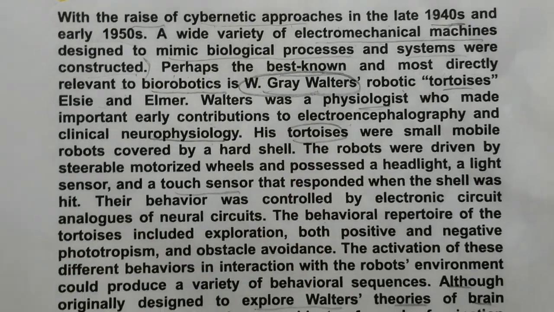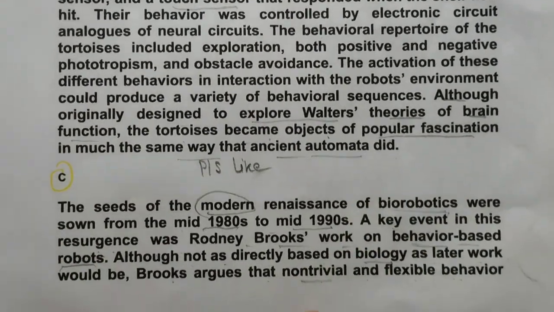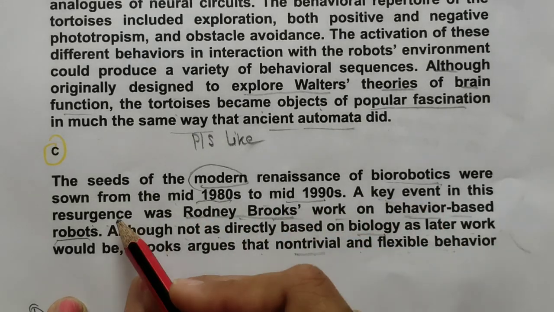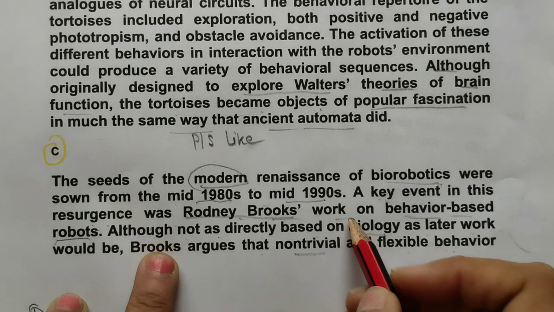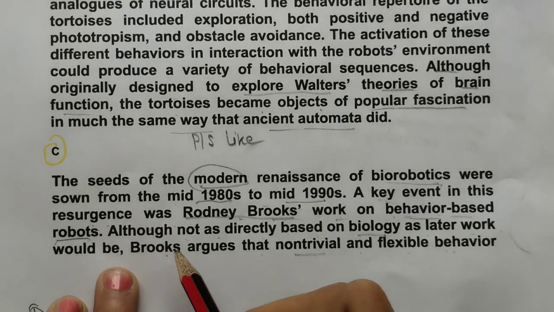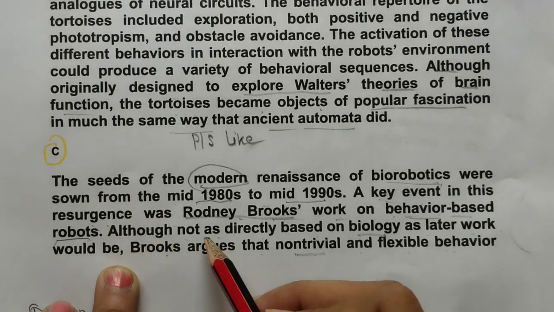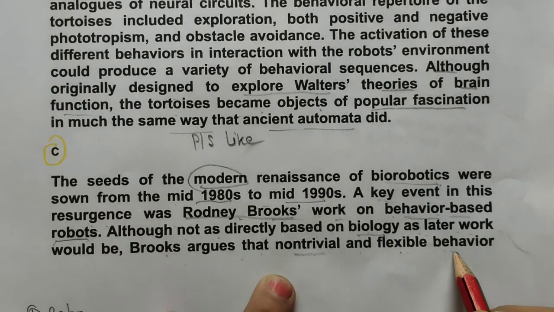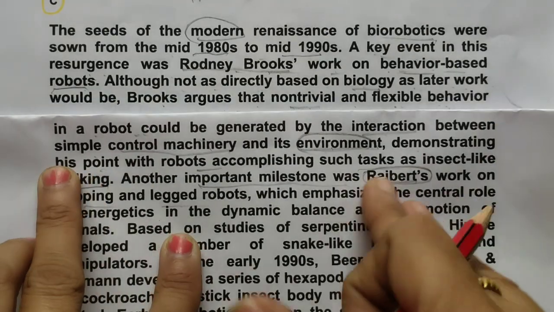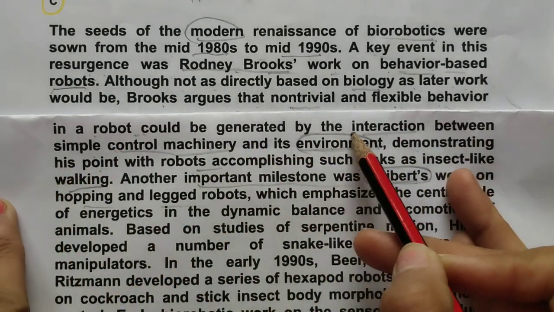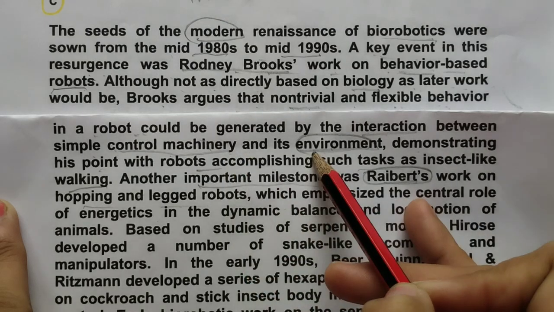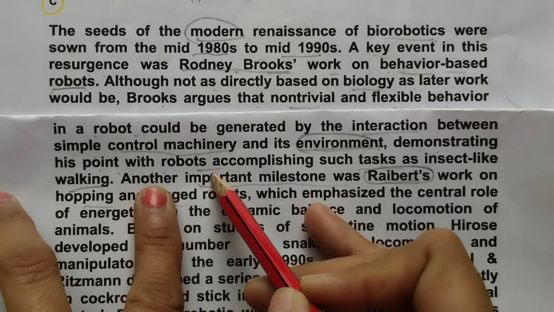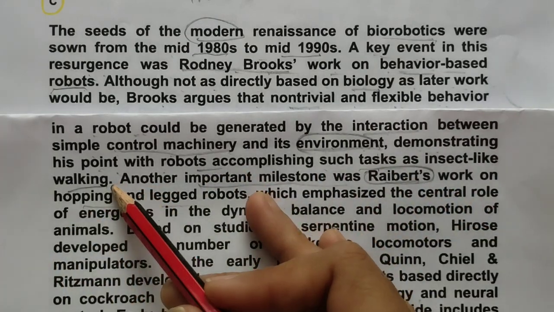So in this no other writer is there. So Rodney Brooks I can see here. A key event in this resurgence was Rodney Brooks' work on behavior-based robots. Behavior-based. Although not as directly based on biology as later work would be, Brooks argues that non-trivial and flexible behavior in a robot could be generated by the interaction between simple control machinery and its environment. So I was telling you where I have read somewhere, environment, demonstrating his point with robots accomplishing such tasks, insect-like walking.